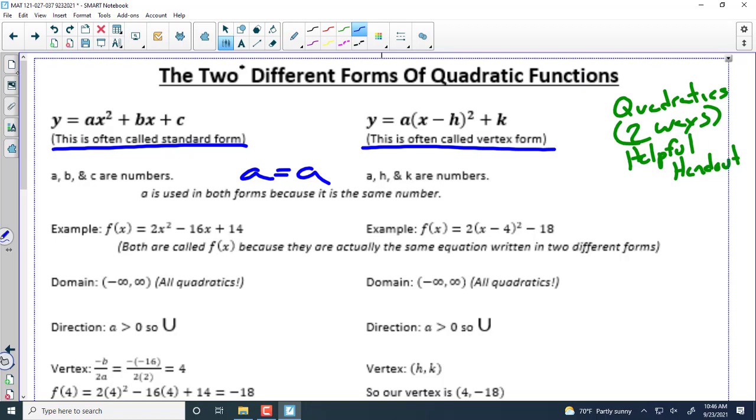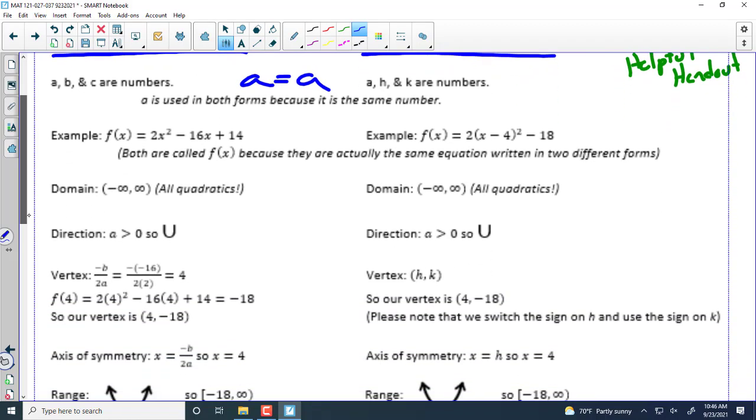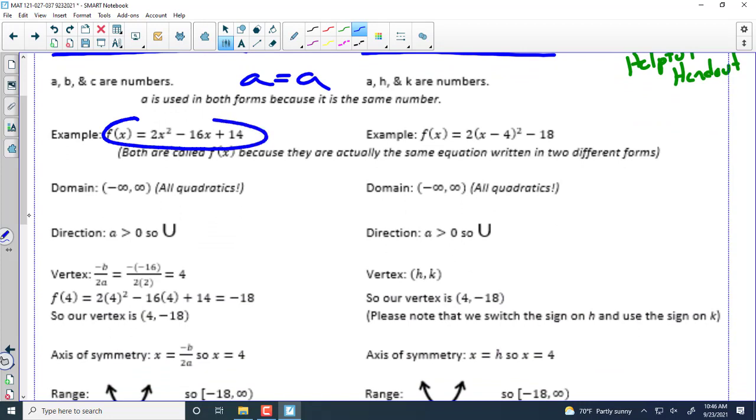So what we have here, everyone, is an example of f of x equals 2x squared minus 16x plus 14. But I absolutely promise you that that's the same thing as f of x equals 2 times x minus 4 quantity squared minus 18. There is no difference between these two equations. Whichever one you're given, you need to learn how to work with. And that's very intimidating at first because we're just seeing this for the first time. And you're like, I can't believe all this stuff he has written up here. But I actually made this sheet to help you, not to frighten you.